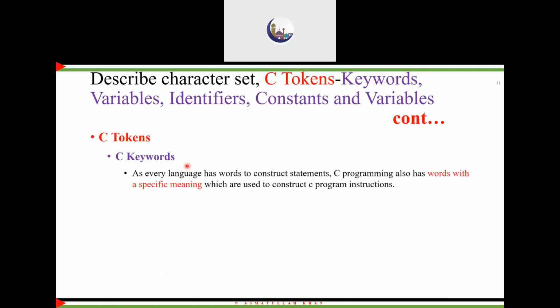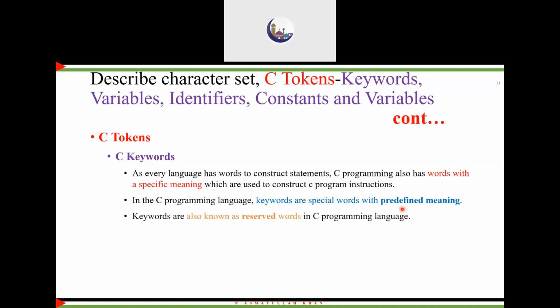Keywords: as every language has words to construct statements, C language also has words with specific meaning. If this meaning is already known to the compiler, then it is called a keyword. That means keywords are special words with predefined meaning. Where will this meaning be defined? In the C language compiler. To remember, the compiler is the one which will convert our source code, C language code, into assembly level language and then on to binary code.